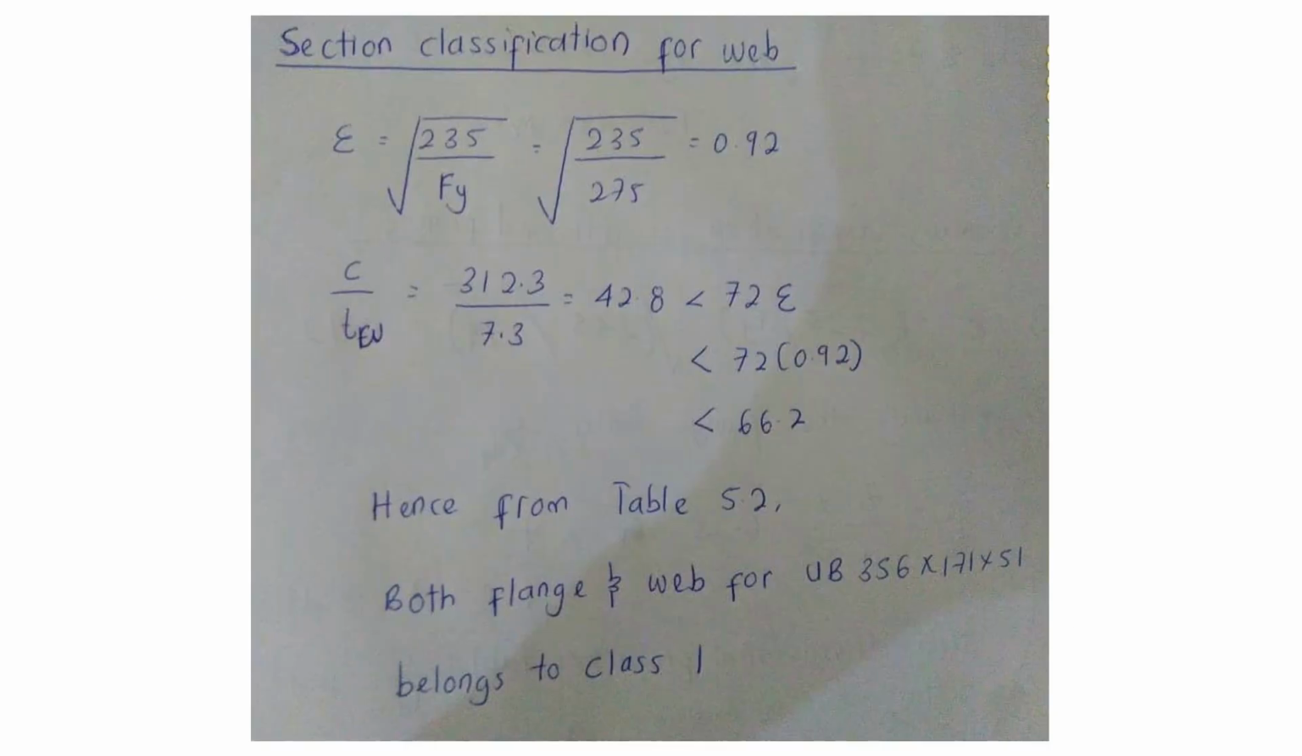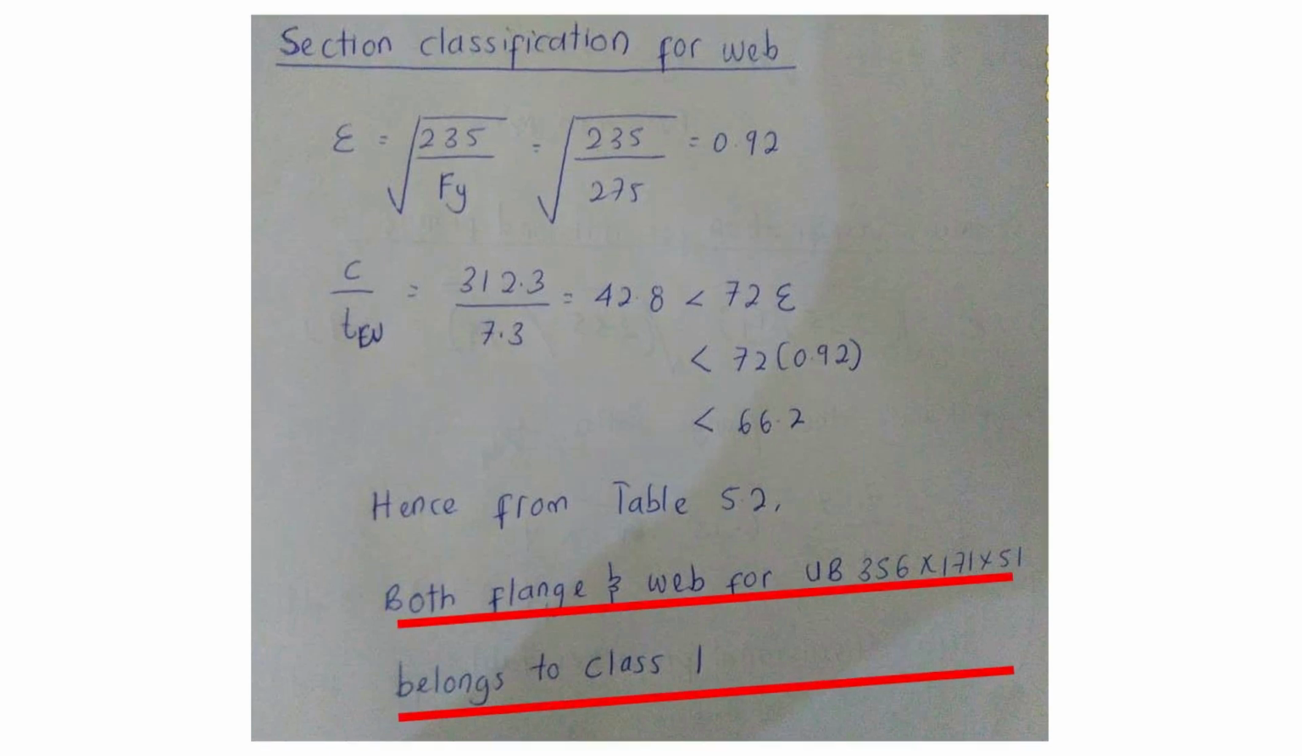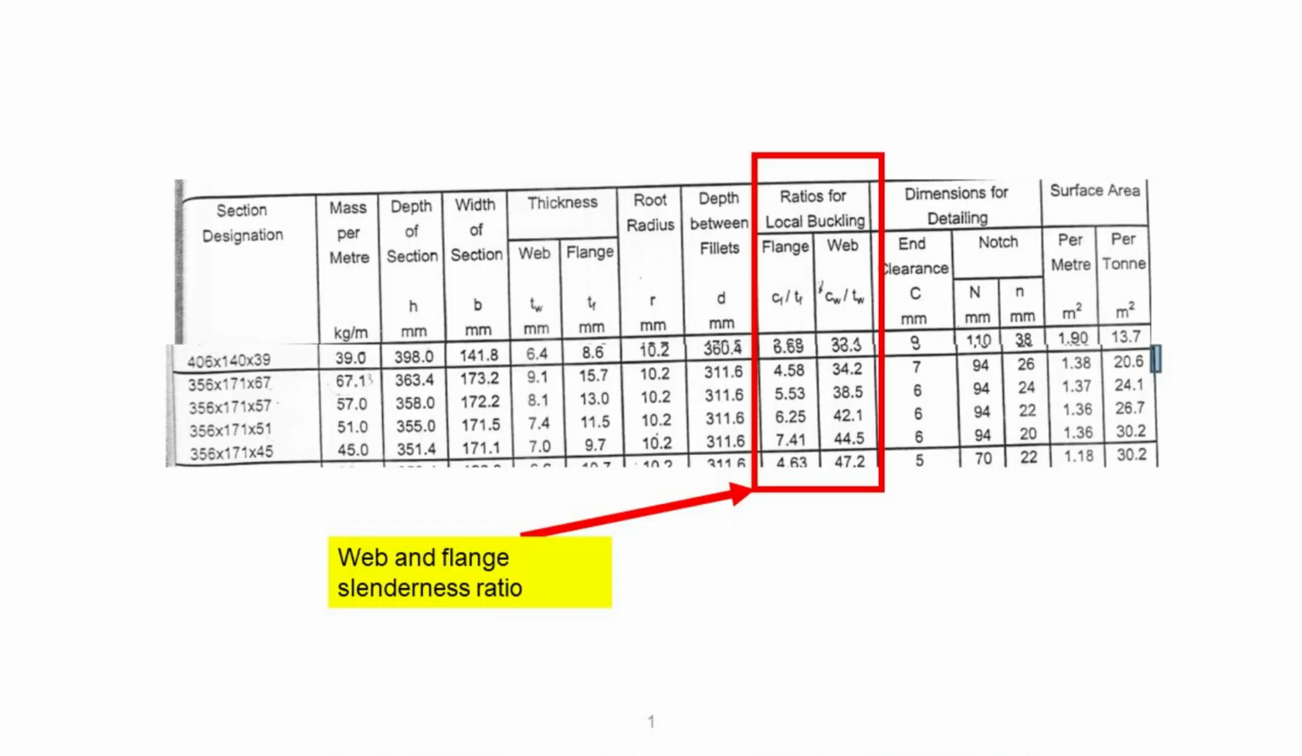After we have determined the strength classification and the section classification, we can now conclude that the UB 356 x 171 x 51 section falls under the Class 1 section. Usually, in a real design situation, it is common that the web and flange slenderness ratios are referred to the table of dimension properties.